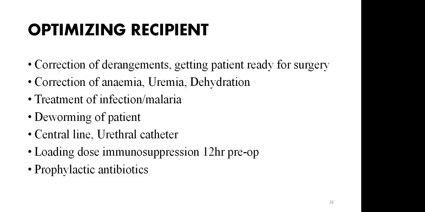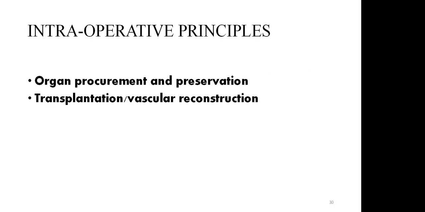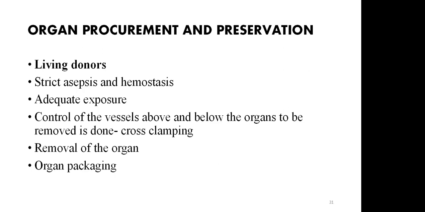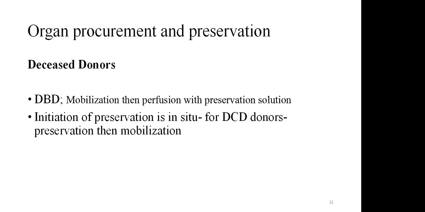Then a loading dose of immunosuppression is given 12 hours pre-operatively, along with prophylactic antibiotics. So intraoperative principles are basically two: organ procurement and preservation, and then transplant and vascular reconstruction. For organ procurement and preservation, for living donors, strict asepsis and hemostasis have to be followed. There should be adequate exposure, followed by control of the vessels above and below the organ. Then removal of the organ. Having been removed, the organ is preserved and packaged in a sterile manner.